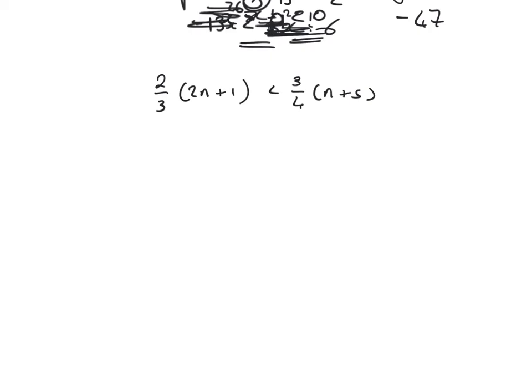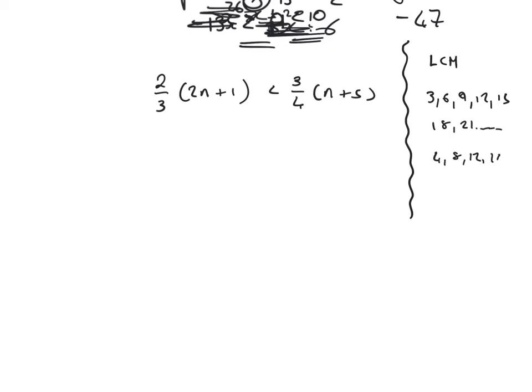Now in this occasion what we need to look for then is the lowest common multiple. Okay, so multiples of 3 are 3, 6, 9, 12, 15, 18, 21, and so on. Multiples of 4 are 4, 8, 12, 16, 20, 24, and so on. The lowest common multiple for 3 and 4, as we can see, is 12. It is common and it's the lowest one, so we're going to multiply both sides by 12.